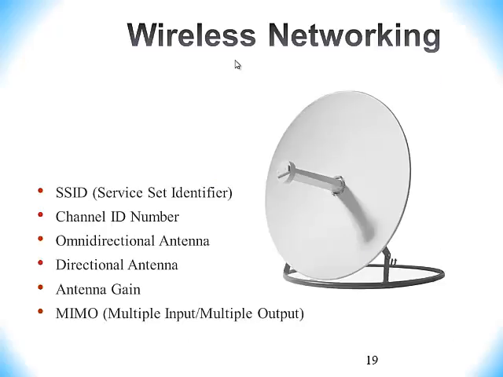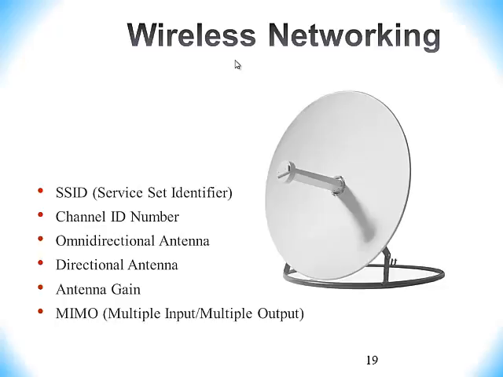An SSID is your service set identifier. Each access point is assigned an SSID. It's a 32 alphanumeric character string used to differentiate between different wireless networks. Wireless NICs can automatically detect a wireless network, or the SSID can be manually configured.